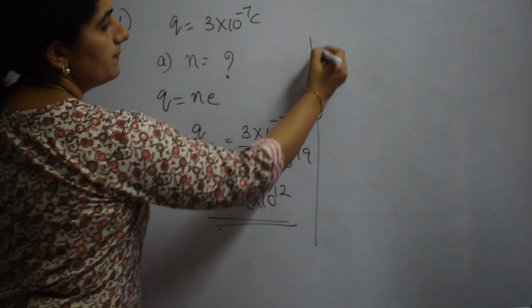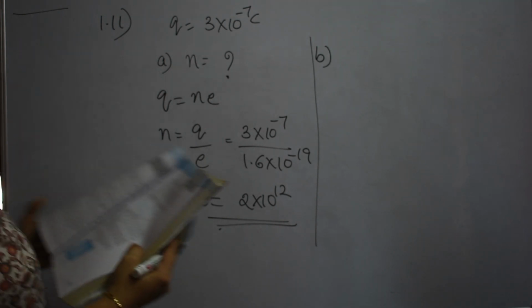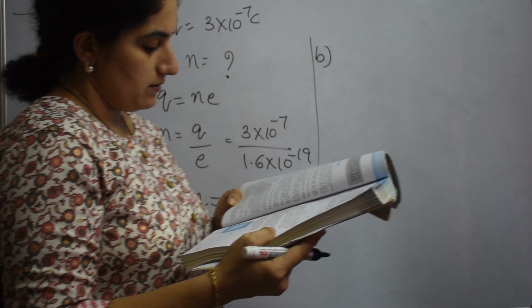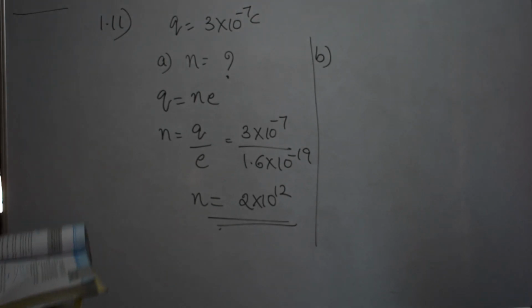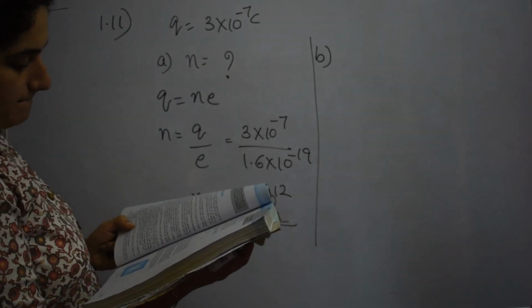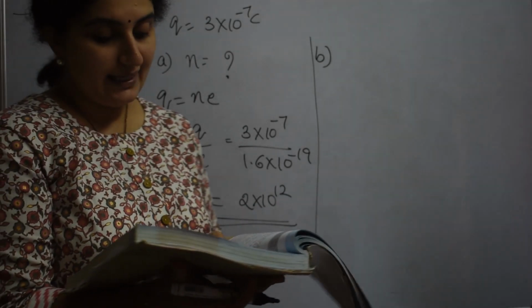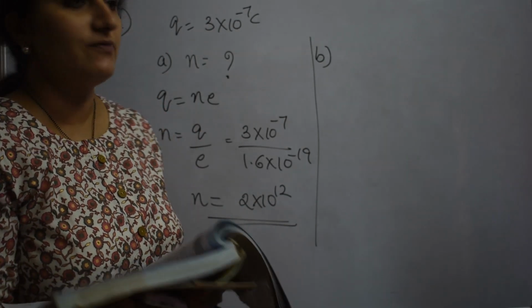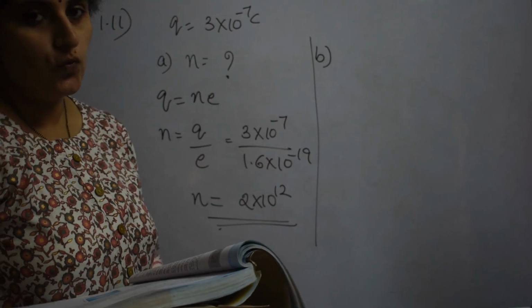Next, part B. The first part: from which to which are the electrons transferred? So electrons are transferred from polythene to wool. Why? Because polythene is found to have negative charges. So electrons are transferred from polythene to wool.